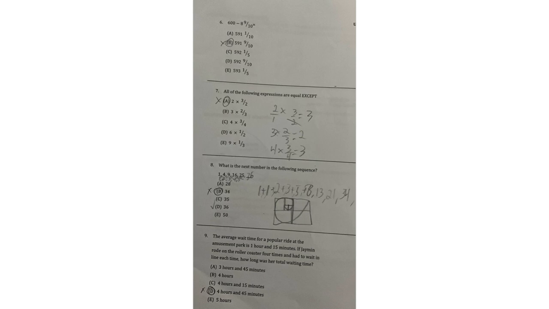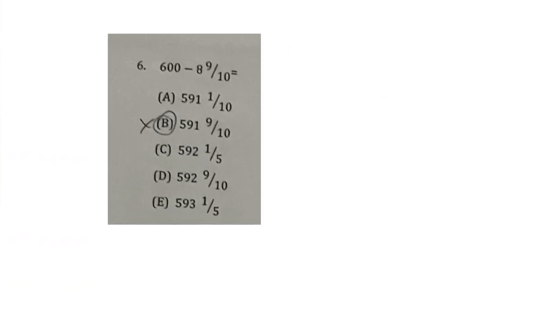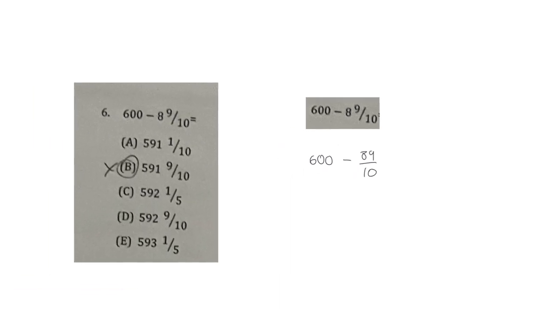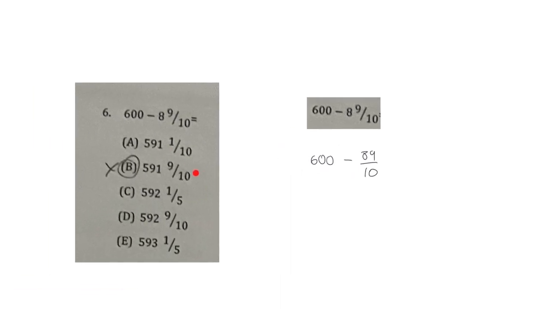Okay, so looking at this one. Yeah, that looks terrible. 8 and 9/10. Well, my student watching, hopefully you remember that when you're converting mixed numbers into improper fractions, that's going to be a matter of multiplying this 10 times the 8, which gives you 80, and then you add 9 on top of that. So that's going to become 89 over 10, okay?